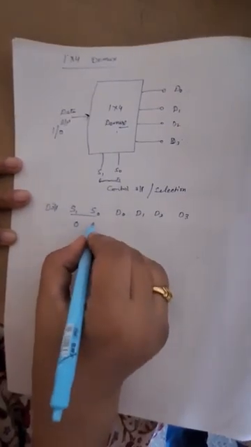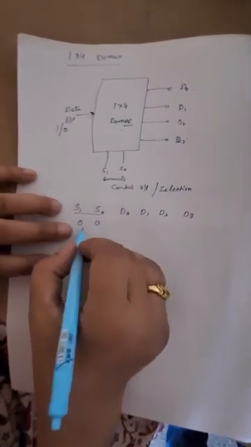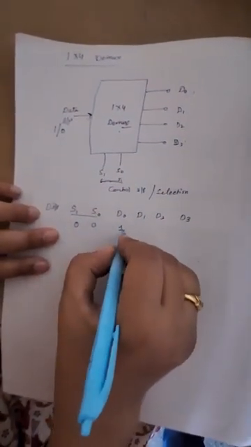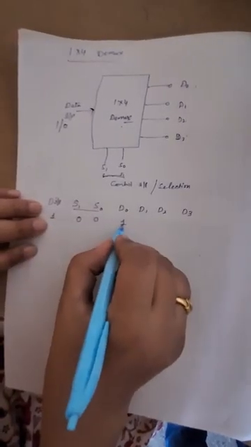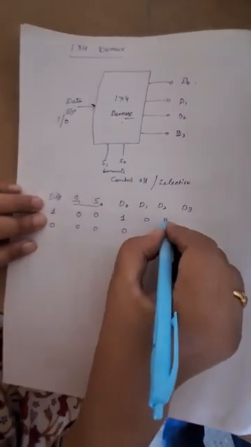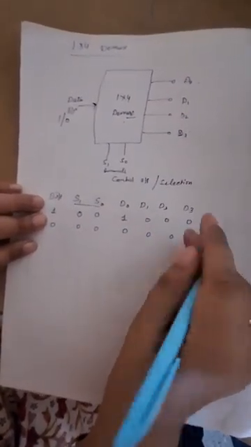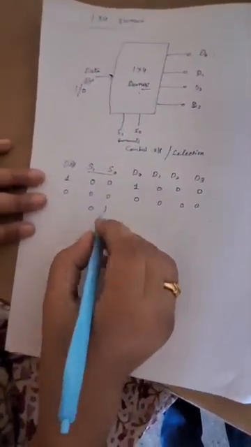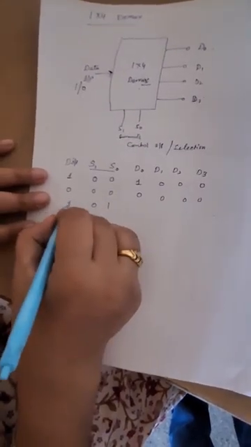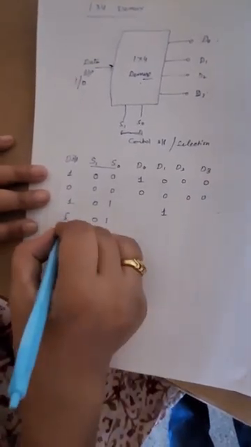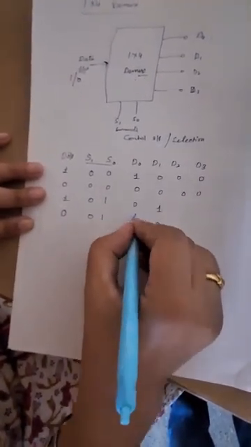If the select lines are 0, 0, it means the D0 output line is selected. So the output will appear as 1 if the data input is 1, and it will appear as 0 if the data input is 0. Rest, there will be no output at these lines. Then the select lines are 0, 1. If the data input is 1, we will get the output at D1 as 1. If it is 0, the output will be 0. Rest all the outputs will be 0.